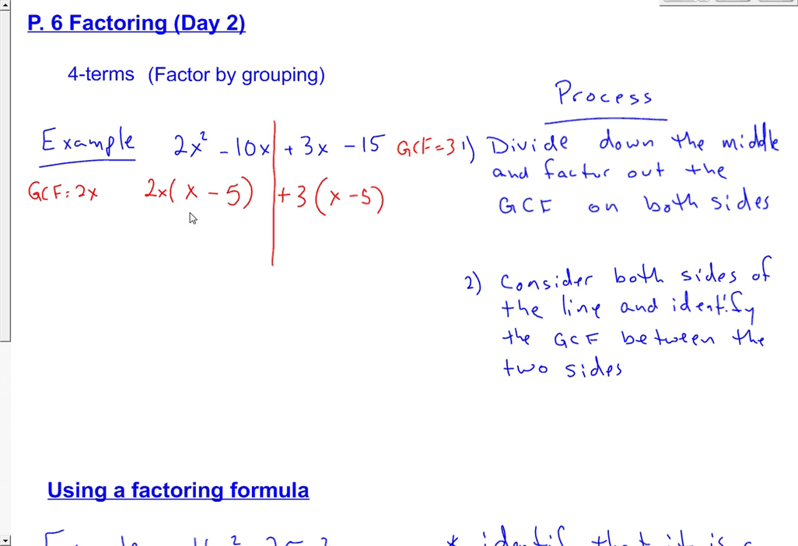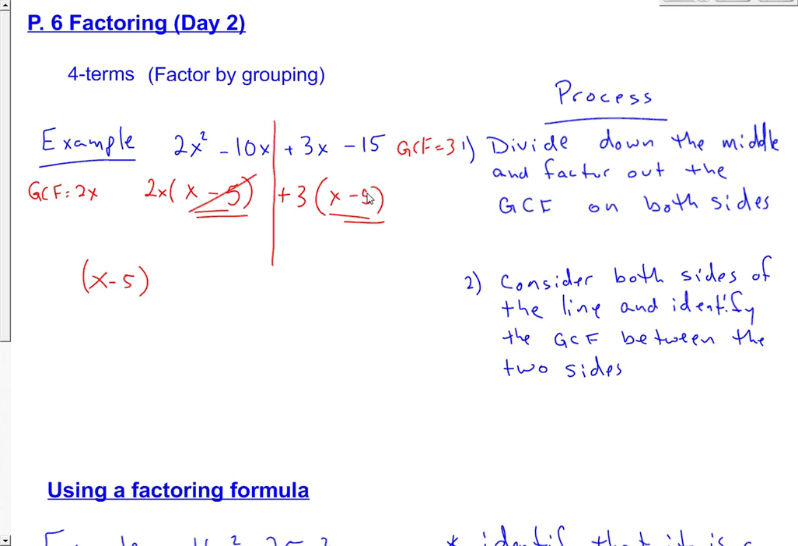What you will notice is that we end up with the same thing in the parentheses here. Once we find the greatest common factor and factor it out, we want to consider both sides of the line. And now we want to identify the greatest common factor when we are comparing the 2 sides of the line. That's why it is important that the x minus 5 was the same in the parentheses here, because between the left side and the right side, that is our greatest common factor. So I'm going to write that down, x minus 5. That's my factor. I'm going to factor that out.